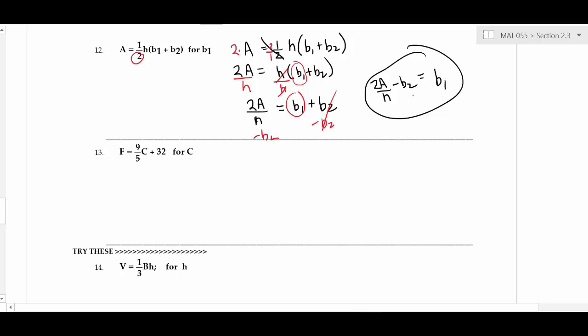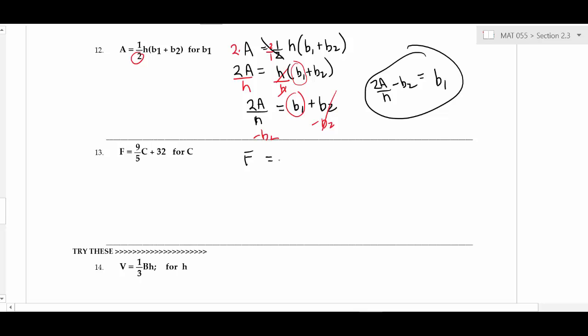Now, you could put it over 1 and get a common denominator and put it together that way if you wanted to. But the idea with this is to get rid of the fraction, get rid of the h, get rid of the b2. That's one way to do the problem. There's always more than one way to do these problems. I just want to give you some ideas.